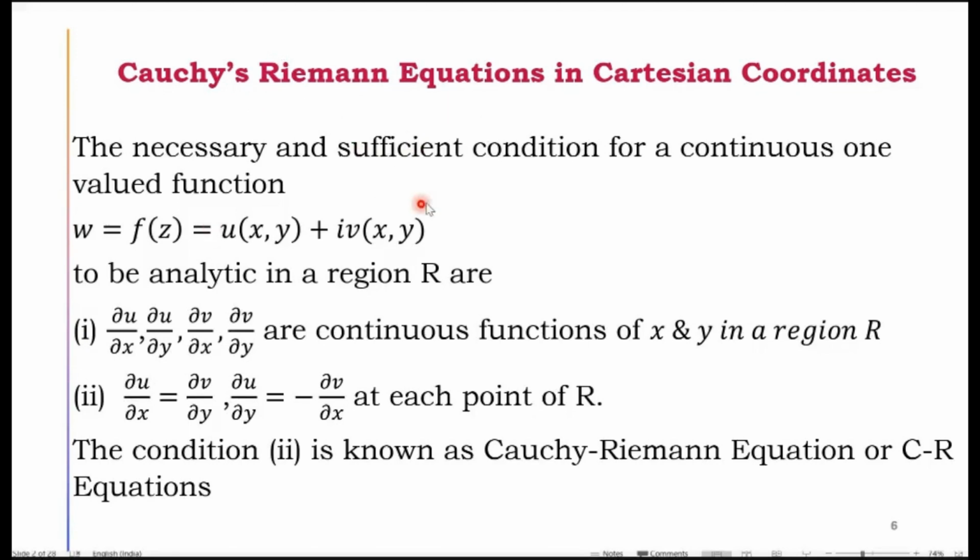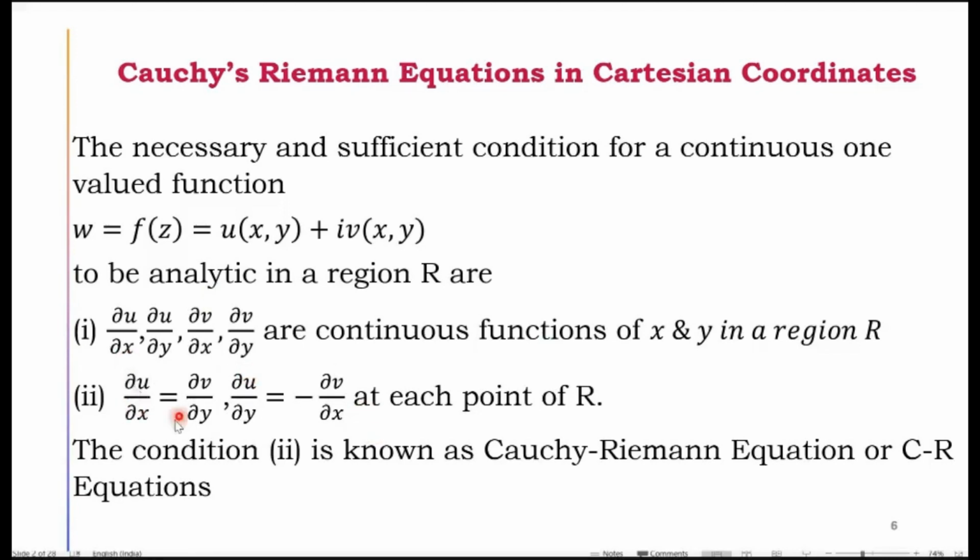So what is the condition? No proof is there, only the theorem we have to remember. If the function W is analytic, then the partial derivatives of u and v with respect to x and y, that is dou u by dou x, dou u by dou y, dou v by dou x, dou v by dou y, these partial derivatives are continuous and it satisfies this condition.